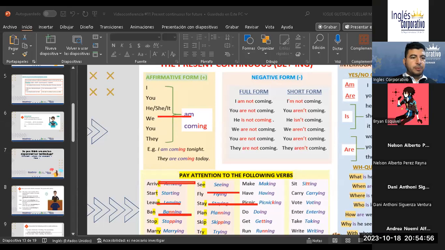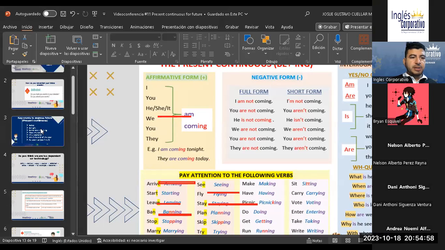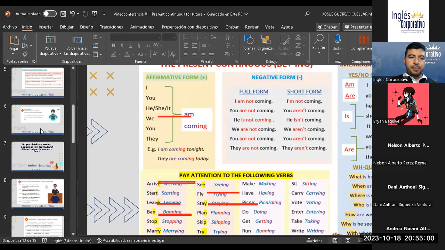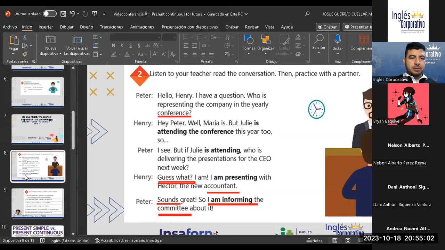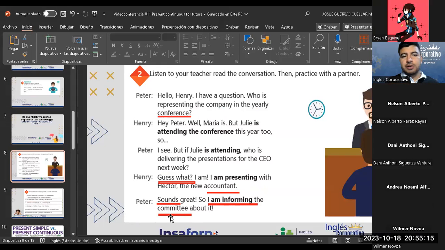Well, we're going to continue with the conversation. We already practiced, ya practicamos. So, volunteers for this. Remember: conference, guess what, accountant, informing the committee. Any volunteer? If not, I can select some of you.